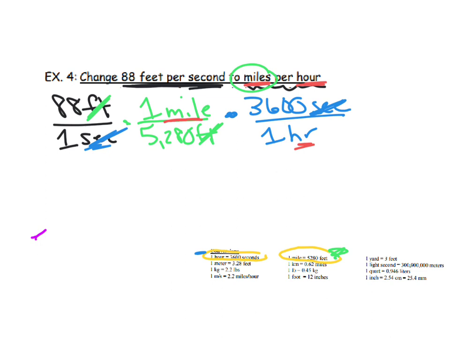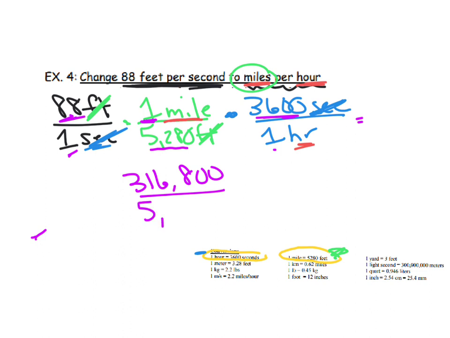So if we go back and multiply, we'll start with our numerator here. We'll say 88 times 1 times 3,600, and that will give us 316,800, divided by, in our denominator, 1 times 5,280 times 1, which is 5,280. If we divide that out, that's going to give us 60, and our unit is miles per hour.